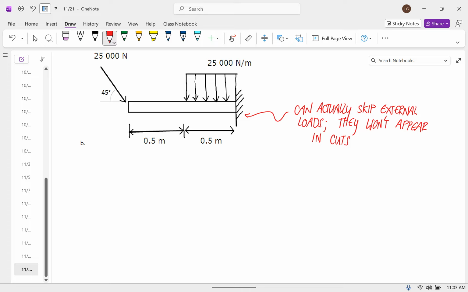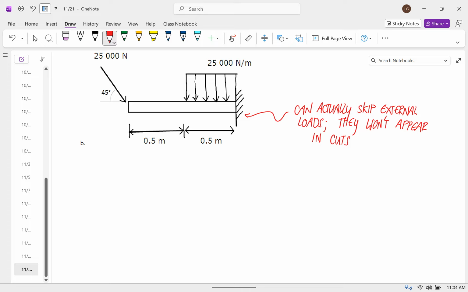Okay, so how many cuts are we going to need is the first question. In the simplest case, there's always going to be one cut. You're always going to have to do one cut to do internal loads. So now look for any places between the endpoints where there are point forces, point couples, or changes in distributed load function. The distributed load function changes there, so that's an additional cut.